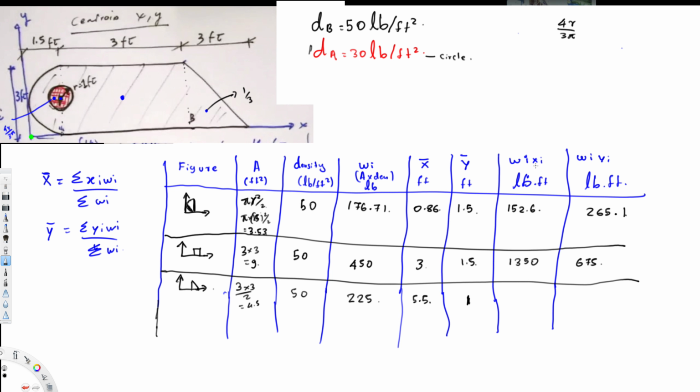And then Wi times x bar is going to be 225 times 5.5, which is 1237.5. Then Wi times y bar is going to be 225 times 1, which is 225. Then let's move to the circle.